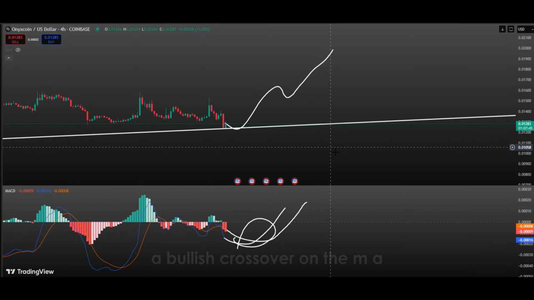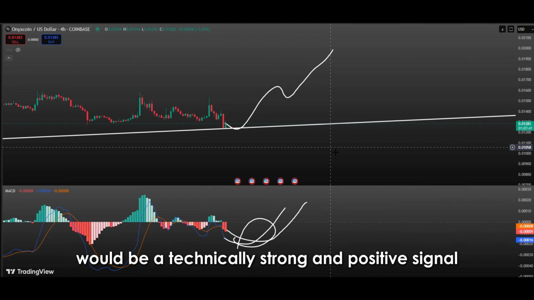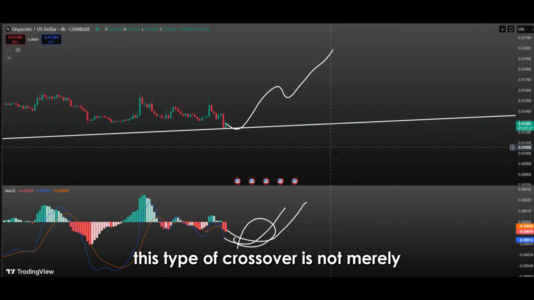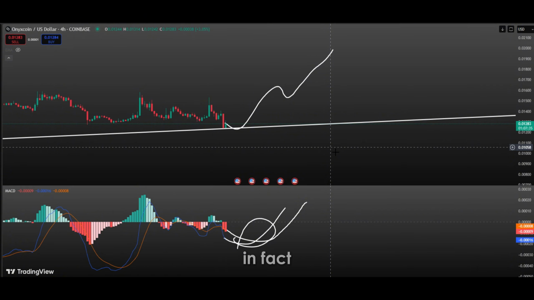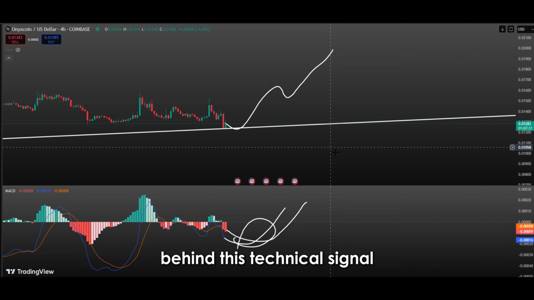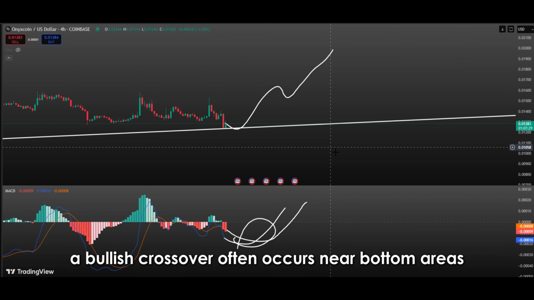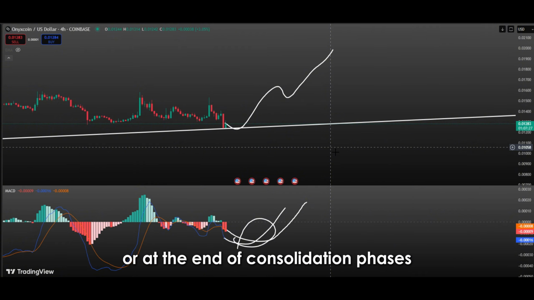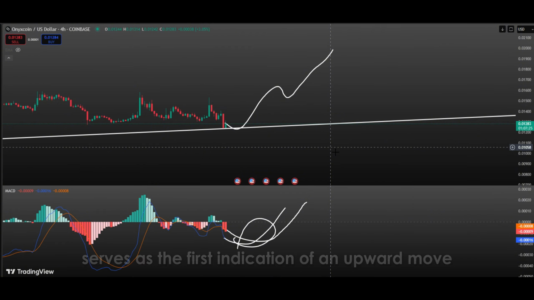For this reason, a bullish crossover on the MACD in the current chart analysis would be a technically strong and positive signal. This type of crossover is not merely a directional change on a chart. In fact, there is much deeper market psychology and structure behind this technical signal. A bullish crossover often occurs near bottom areas or at the end of consolidation phases, and typically serves as the first indication of an upward move.